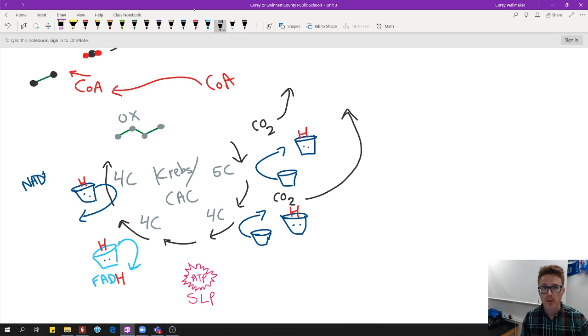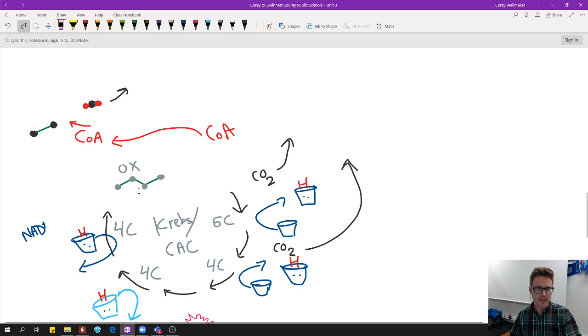Oxaloacetate is ready to go again. That's why it's called a cycle. It's sent through the cycle starting as citric acid. It comes back out of the cycle as oxaloacetate, ready to turn into another citric acid just to start the process all over again. Now remember, 2 pyruvate molecules have entered.